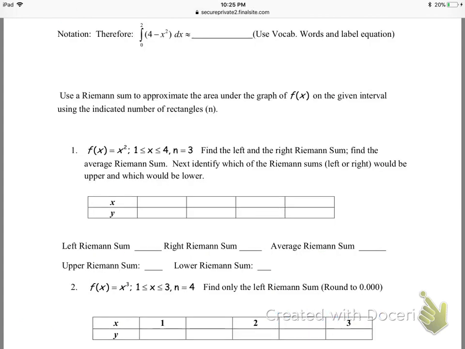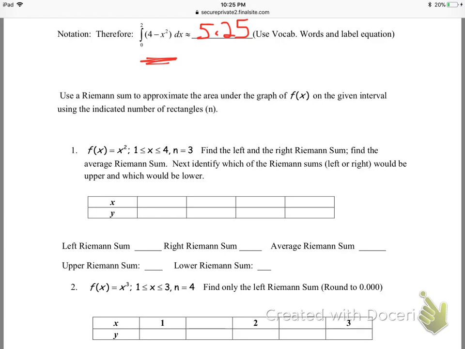Okay, so let's look at this. Here we have the expression written in math notation, and we're going to say that the average is what we're going to report as approximately the area under that curve. Be able to write this and know your vocab words. Okay, let's do a couple of these.